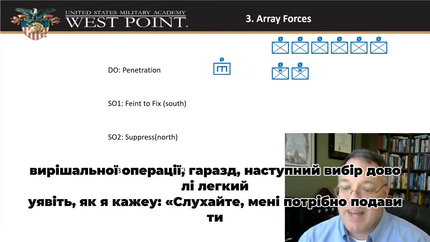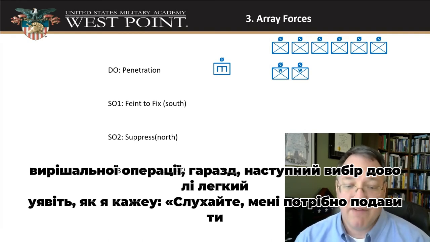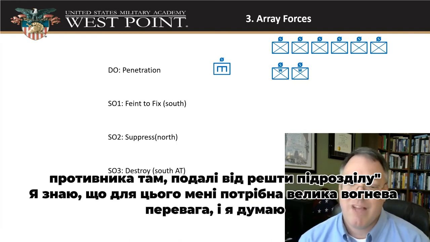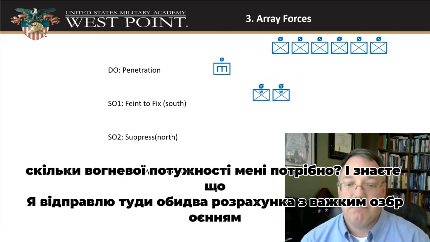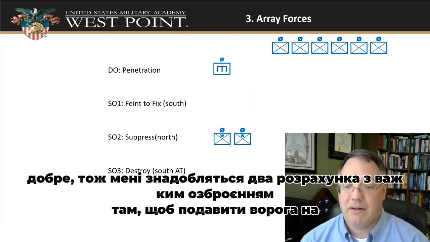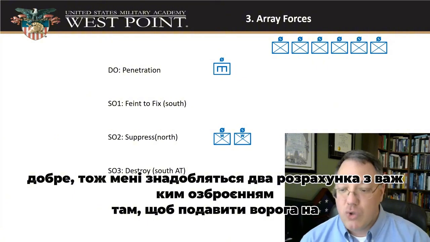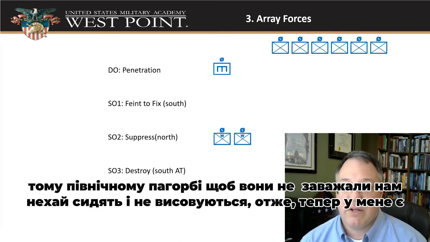All right. The next one that's easy for me to think about is saying, look, I've got this suppression operation. They're away from the rest of the element. I know I need heavy firepower to do that. I can think about how much firepower do I want. You know what? I'm going to put both heavy weapons teams up there. All right. So I'm going to have 2 heavy weapons teams up there to keep that enemy locked in place on that northern hilltop and not messing with us. Keep their heads down. All right.